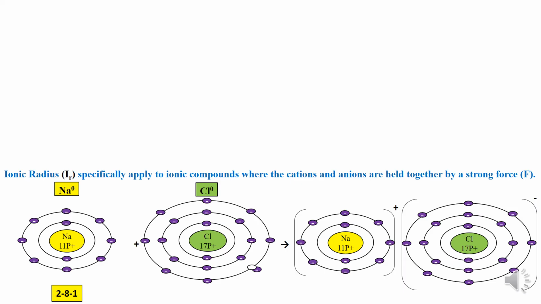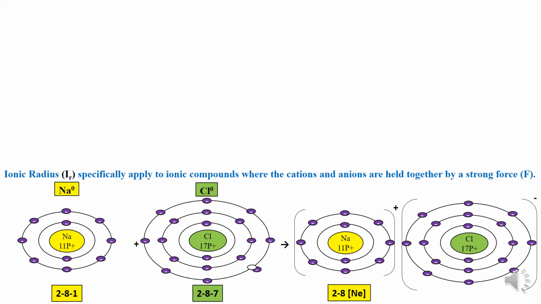Now the electronic configuration of sodium before losing an electron is 2,8,1, and after losing its only valence electron, sodium, or you can say the sodium ion, has attained the stable electronic configuration of neon, which is the nearest noble gas in the periodic table.